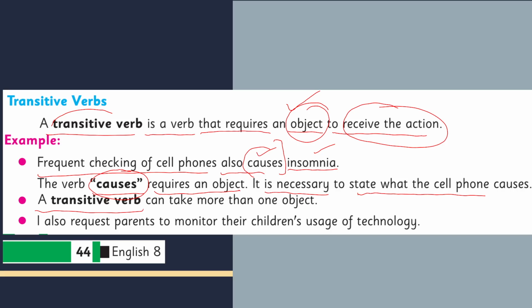A transitive verb can take more than one object. Now, there can be more than one object that the transitive verb is addressing.